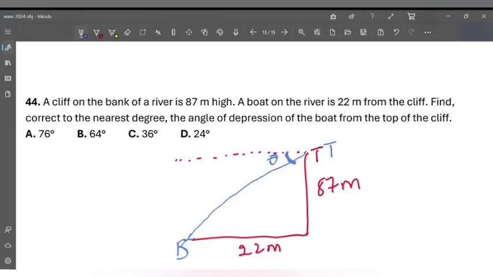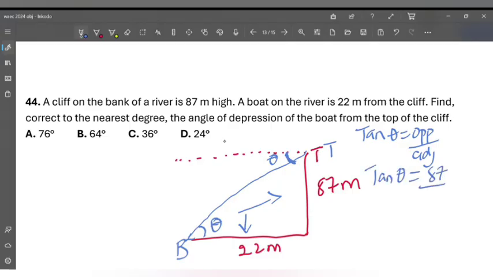Now I know that this angle theta is also equal to this angle that is here, because they are alternate angles, so they are equal. So I can simply use the laws of SOHCAHTOA to find out what the angle of depression will be. If you look at this, I have this angle theta opposite something and adjacent to something. So I can use tan, because tan theta is equal to opposite over the adjacent. So tan theta in this case is equal to the opposite, 87, over 22.